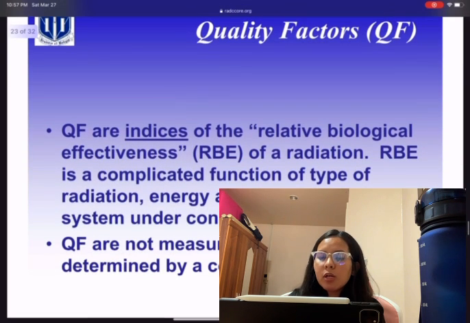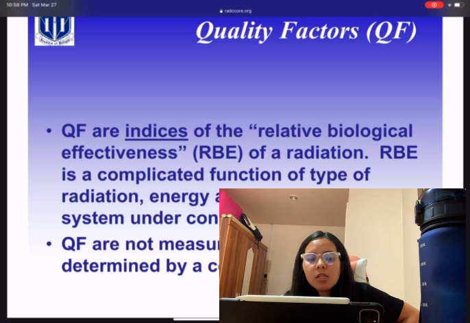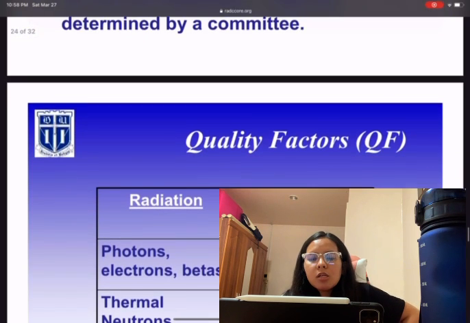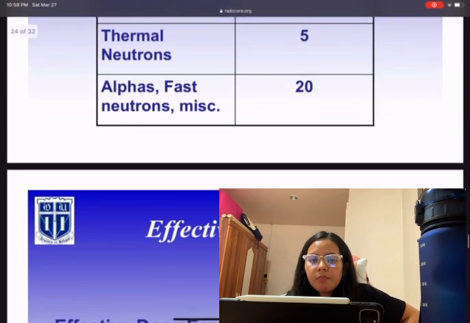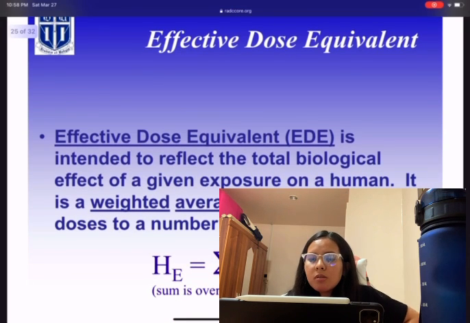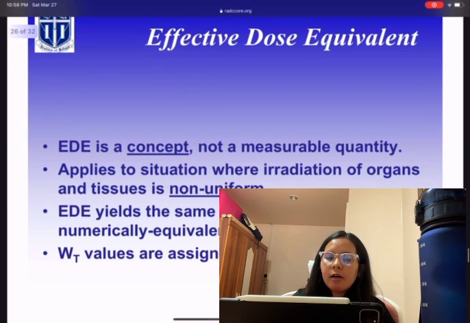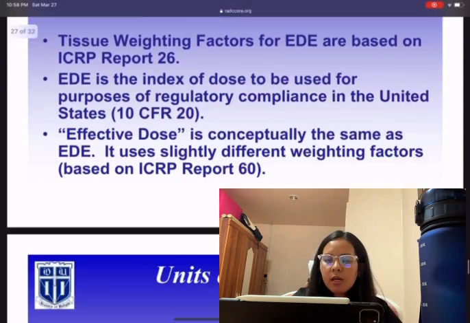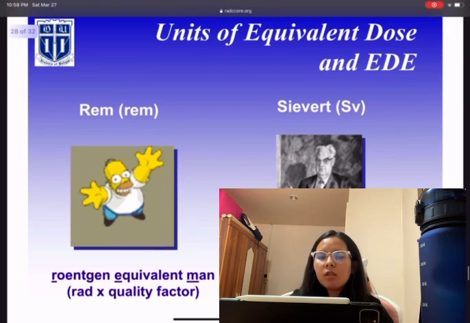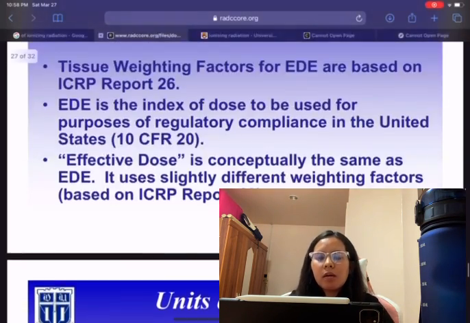Quality factors are indices of the relative biological effectiveness. It is a complicated function of the type of radiation, energy, and the biological system under consideration. Effective dose is intended to reflect the total biological effect of a given exposure on a human. Here's the formula. This is the unit of equivalent dose and effective dose equivalent.